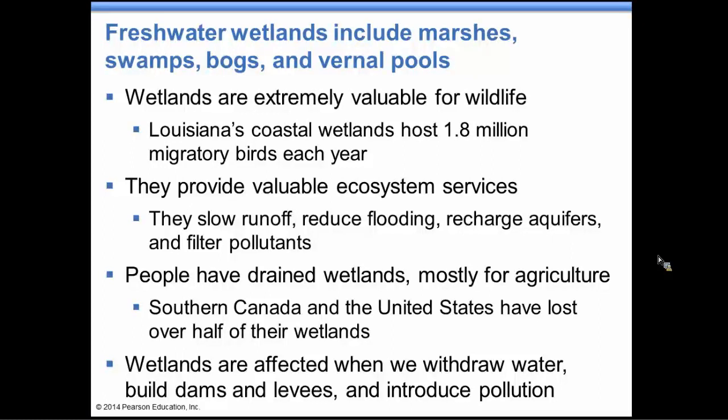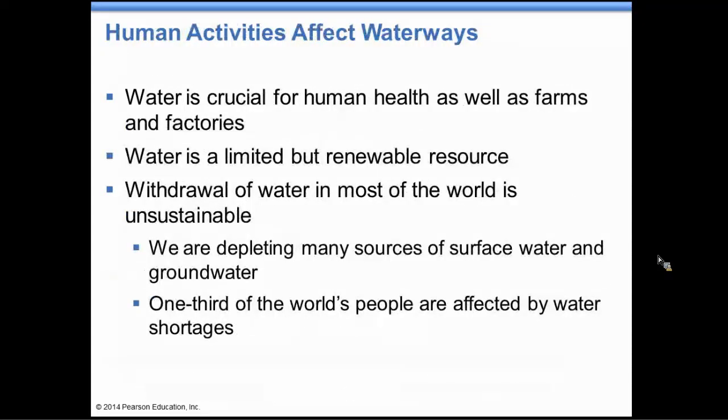Wetlands are also affected when we draw water and build dams and levees and introduce pollution. So despite the vital roles played by these wetlands, people have drained and filled them extensively for agriculture. Wetlands, like any aquatic system, are affected by people when we draw water for human use, build dams and levees, and introduce pollutants that alter water's chemical, biological, and physical properties.